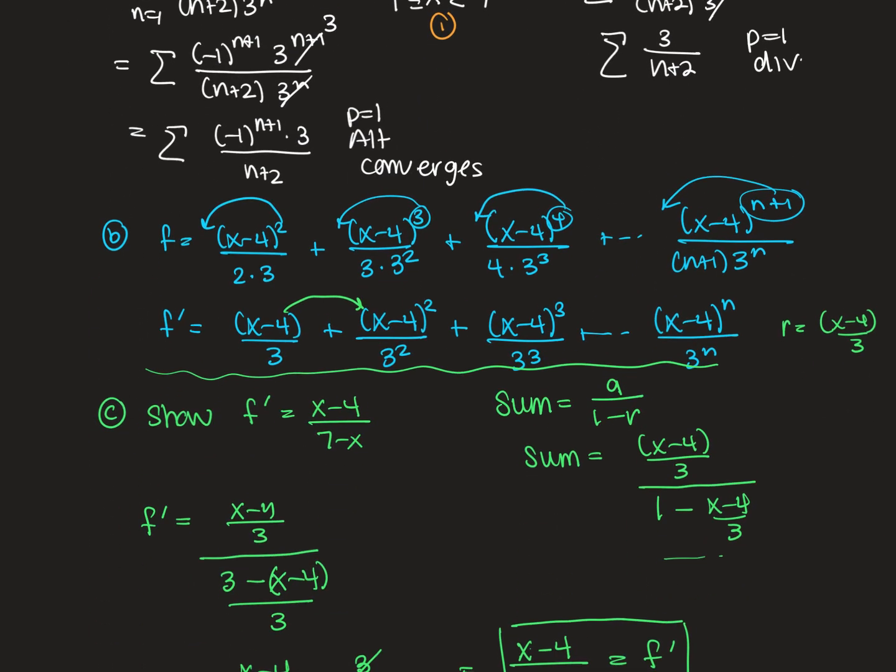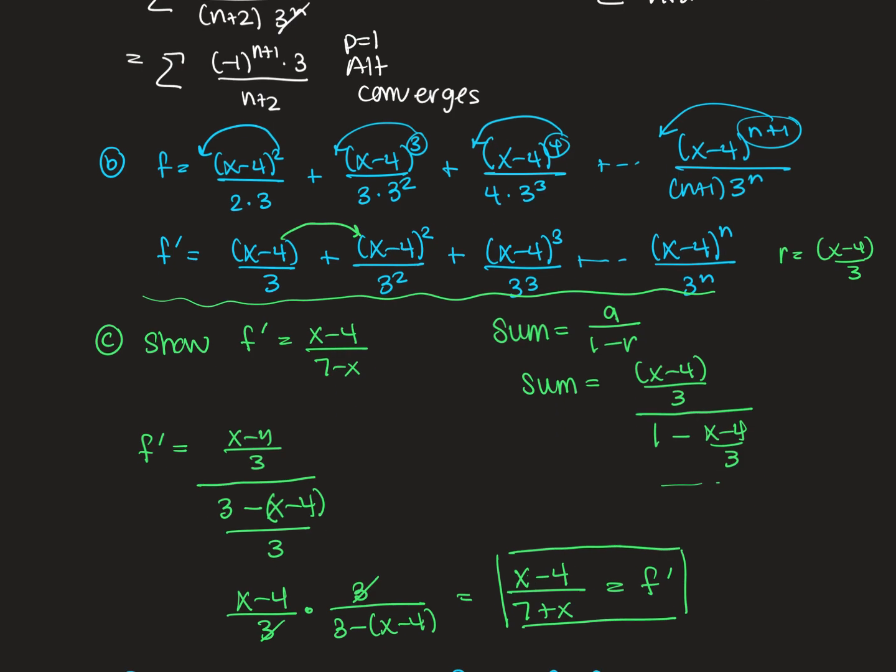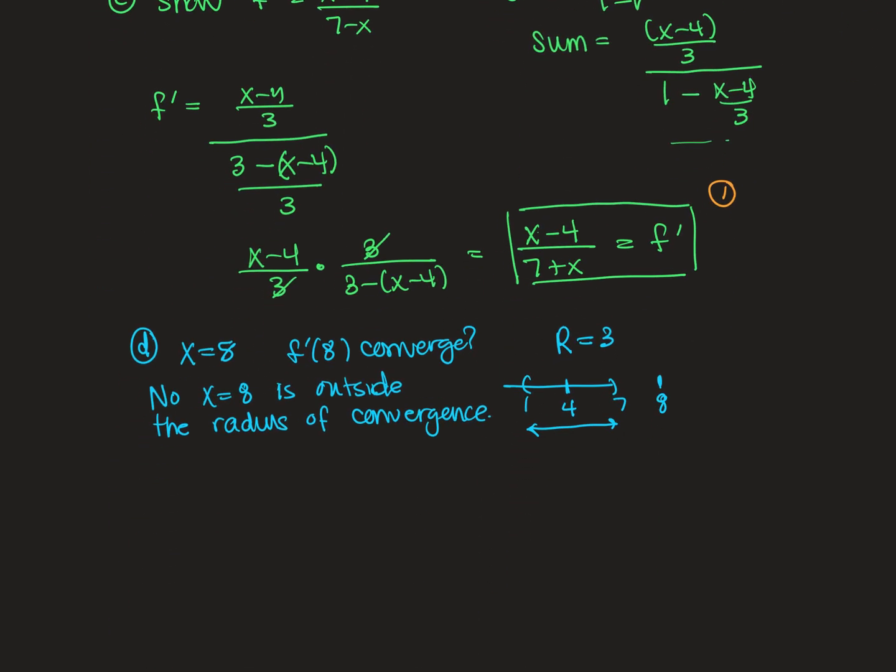Part B is worth 2 points. 1 for the first 3 terms, getting those correct, and 1 for getting the general term correct. Part C, only worth 1 point. Part D is also worth 1 point, just stating that it's outside the interval of convergence.